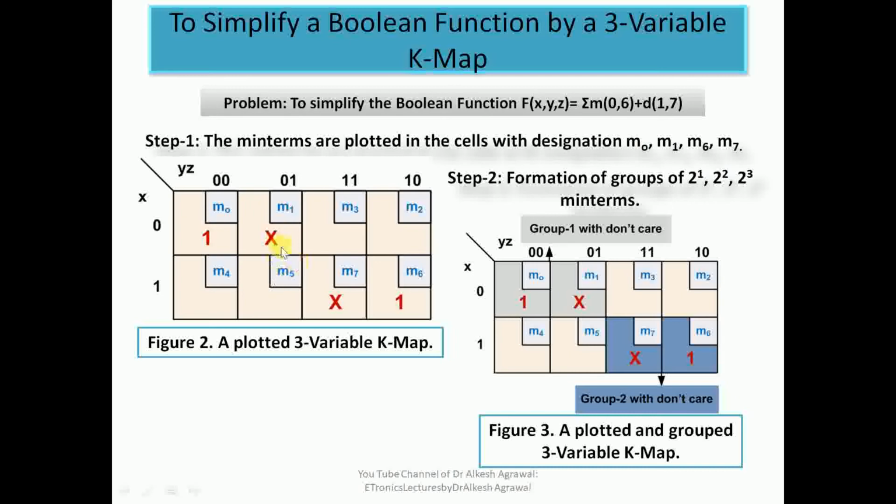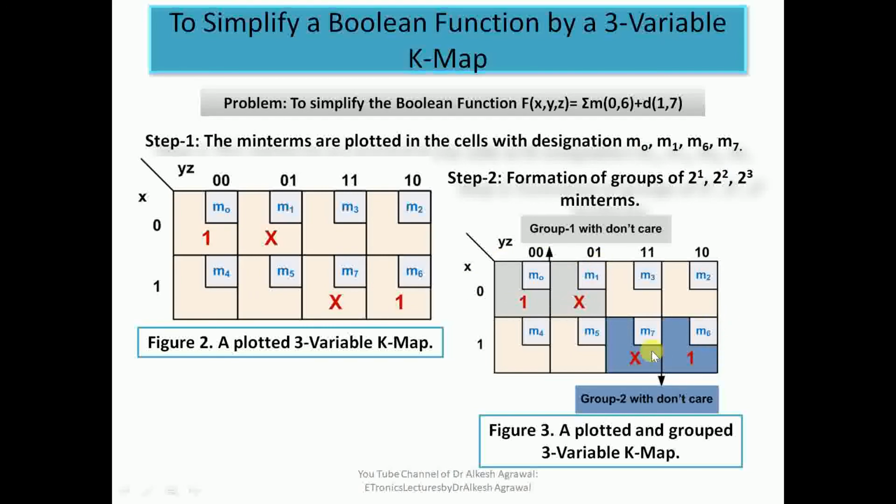So that is, we do not care about them. They can be treated as 1 if they can be put up in a group, or they can be treated as 0 if they are not being put in a group. So here we can see that this don't care condition is being taken in the group formed by M0 and M1. So we have one group with one don't care condition.